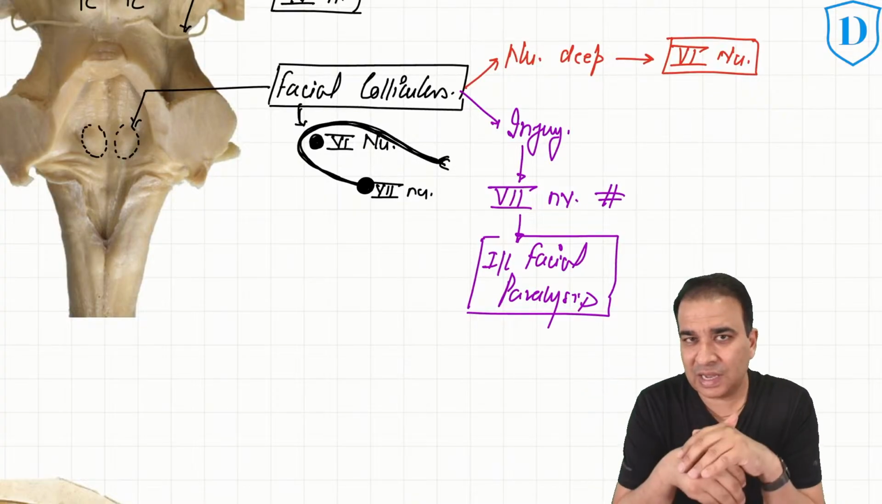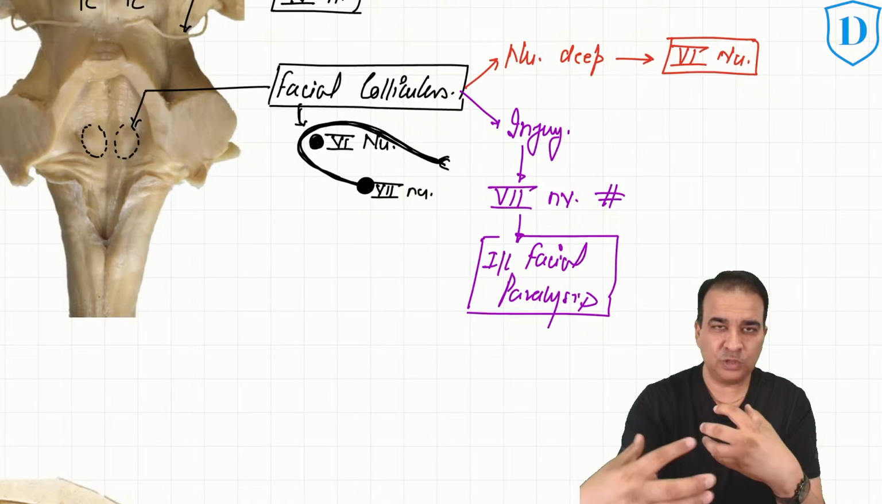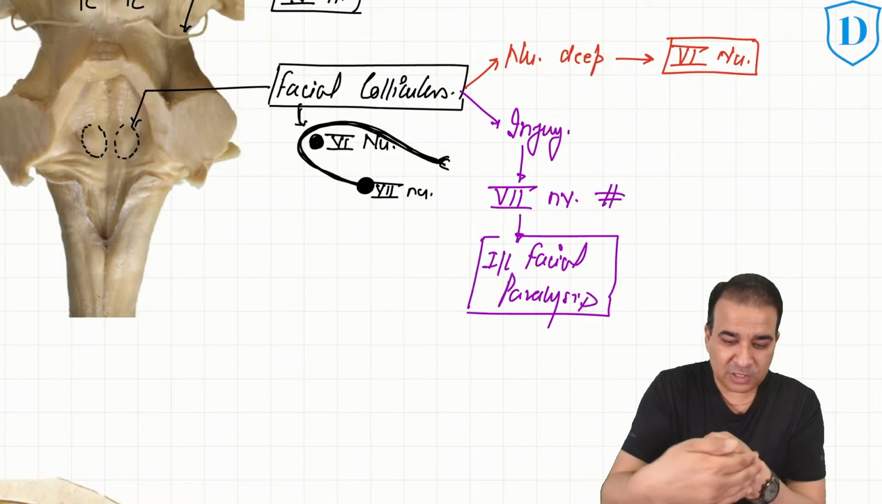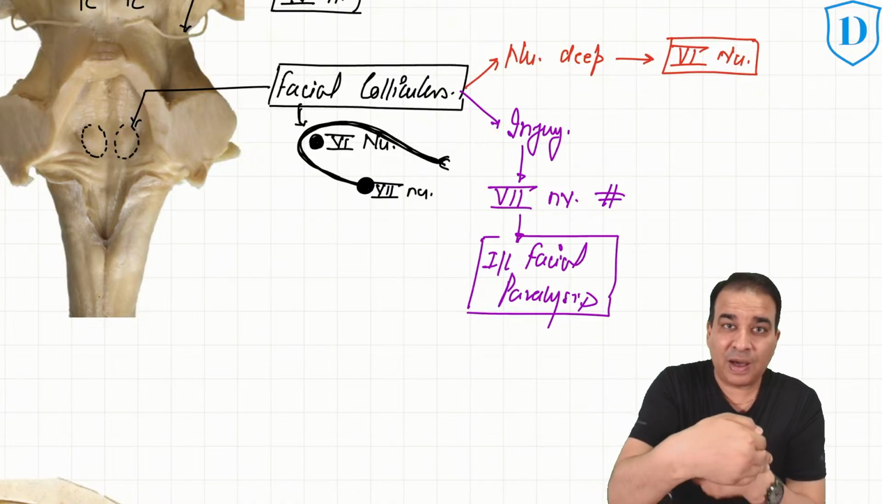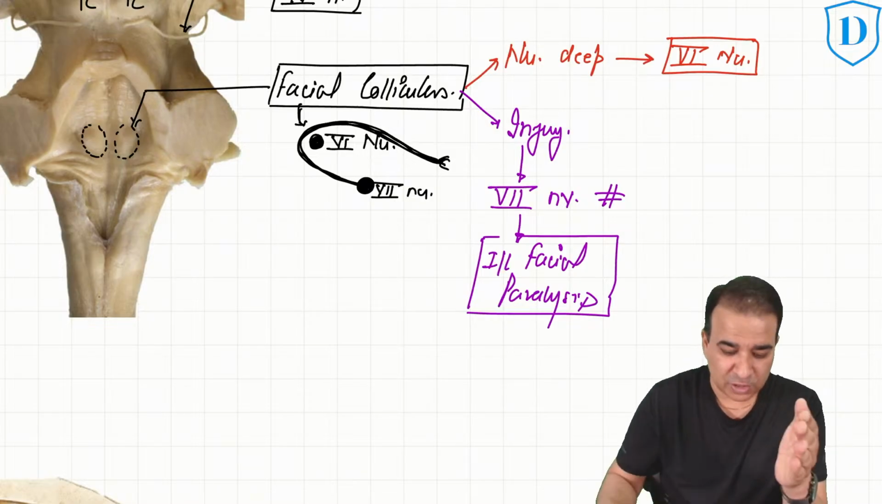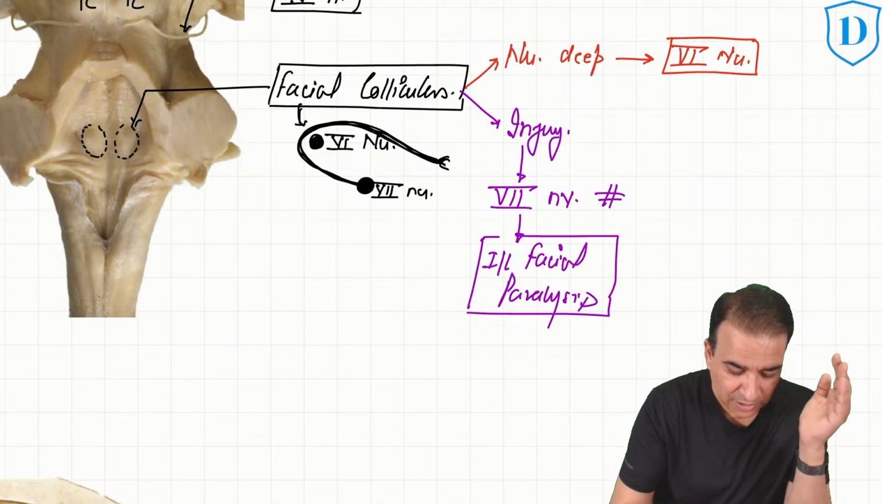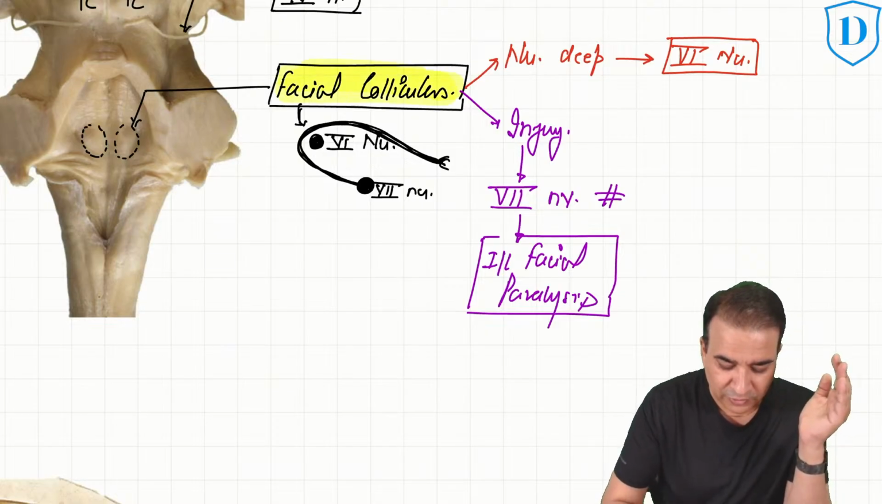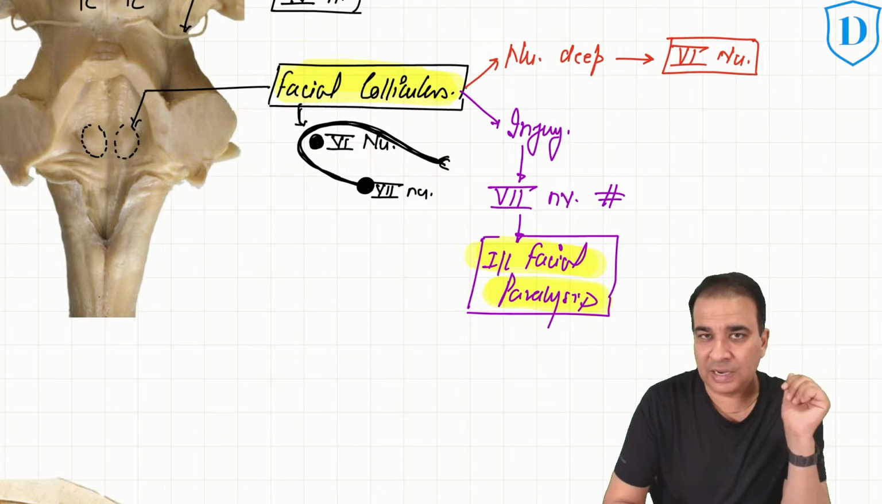I'm not saying the sixth nucleus can't get injured here, but whenever there is an injury to the facial colliculus, the structure which is present around the nucleus, that is the nerve, is outside, it is surrounding the nucleus, so the nerve will be injured first. So when they ask you a question on injury to the facial colliculus, please be careful, you have to go with facial muscle involvement. Choose the muscle of the face.